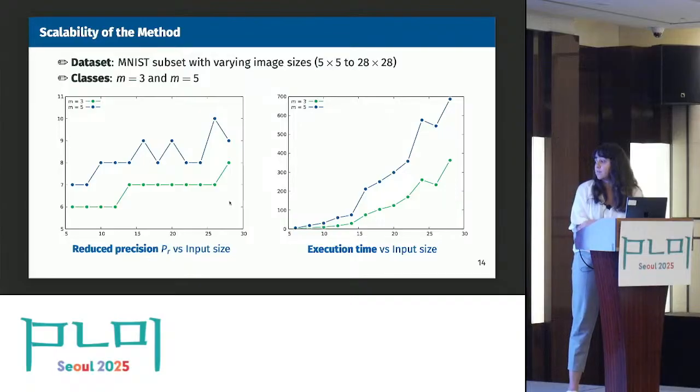And in terms of execution time, on the right-hand side, we found that our method across all networks is fast. We can find the new precision needed for the quantization in only a few minutes.